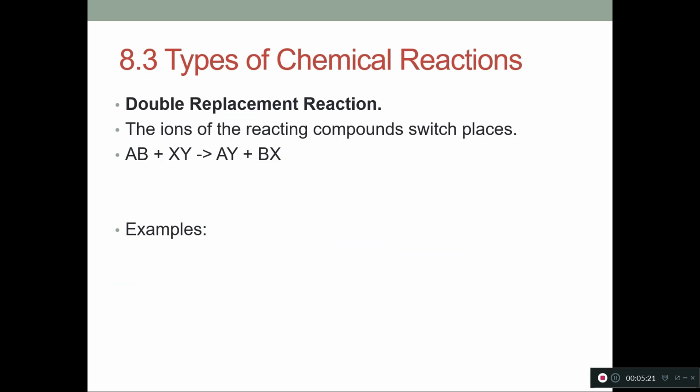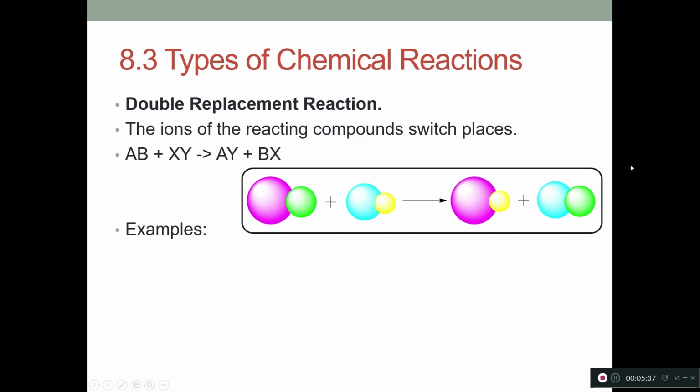The next one, we have double replacement, so the ions in the reacting compounds just switch places. So if we start with AB, this compound AB, plus this compound XY, the Y and B will switch places so that we end up with AY plus BX. So that looks like this, where this green and this yellow ion here are switching places. So the yellow one ends up on the purple one, and the green one ends up on the blue one there.